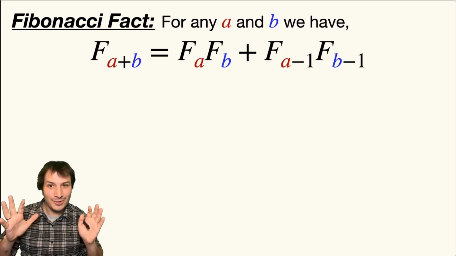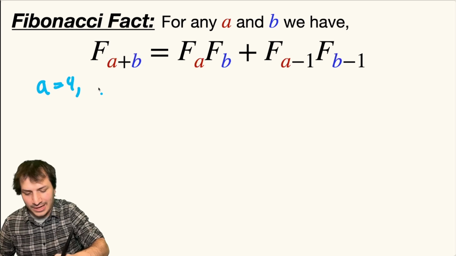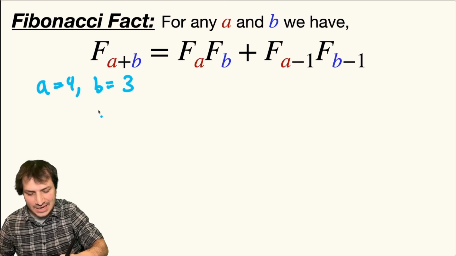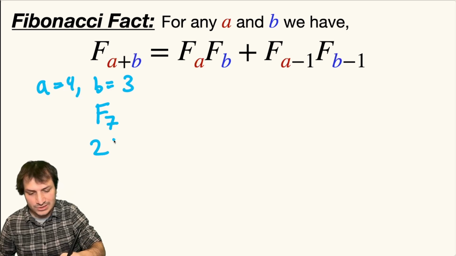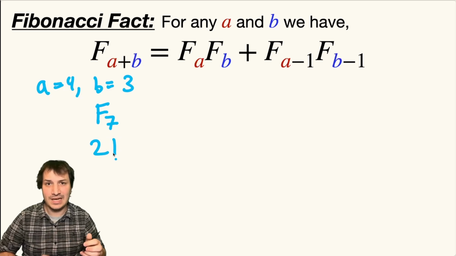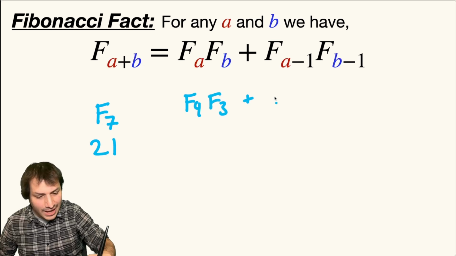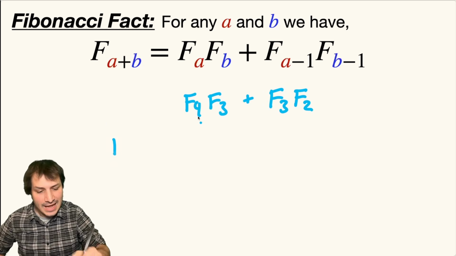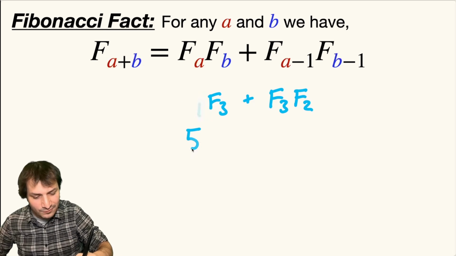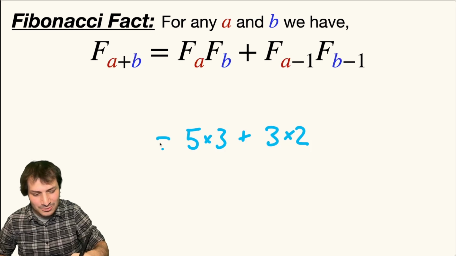To give you a concrete example of what we're saying here, imagine, for example, that a equals 4 and b equals 3. Then on the left-hand side, we're talking about f7, which is the 7th Fibonacci number, which is equal to 21. On the right-hand side of the equation, we're talking about f4 times f3 plus f3 times f2. These are Fibonacci numbers we've done already. f4 was 5 times 3 plus 3 times 2. And if you add that up, you should get 15 plus 6, which is equal to 21.